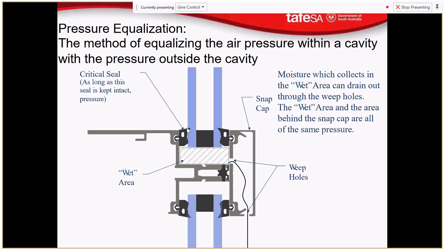So if that seal gets compromised and you get a lot of wind pressure from this side of the window, that means that this area can become pressurized and push water inside the building, which is what you don't want.